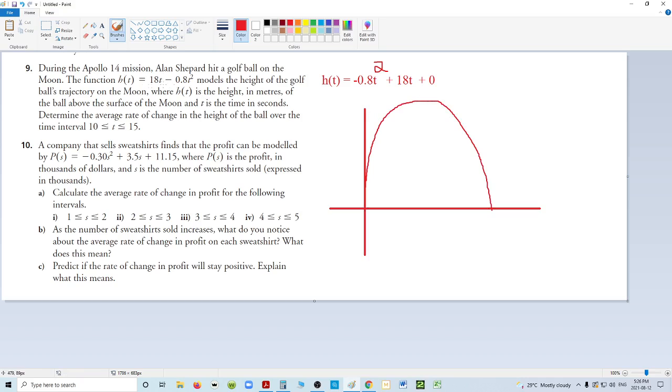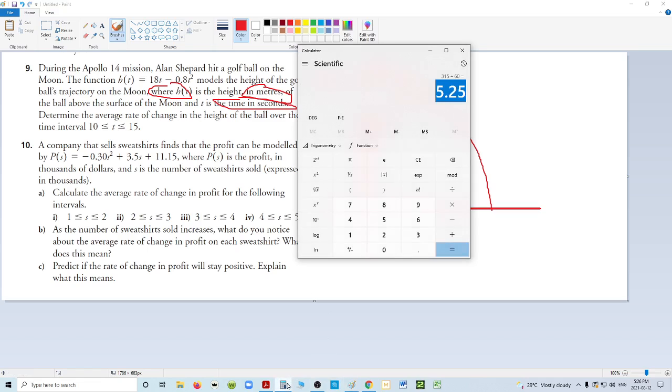Let's read the question first. Where h is based on time, the height is in meters, and the time is in seconds. Determine the average rate of change over this time period, 10 seconds to 15 seconds. Well, that's not too bad. So that means if we can sort of figure out what the halfway point is, that would help. To know the halfway point, we would need to know the vertex.